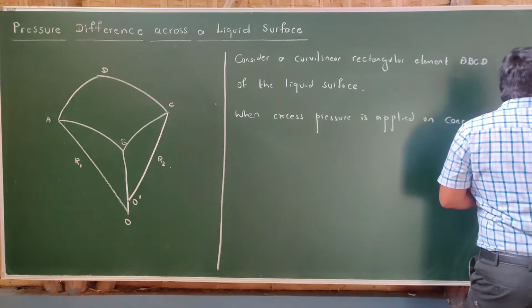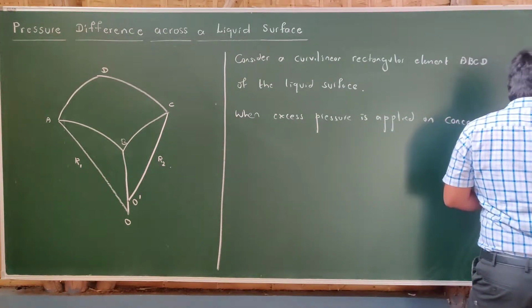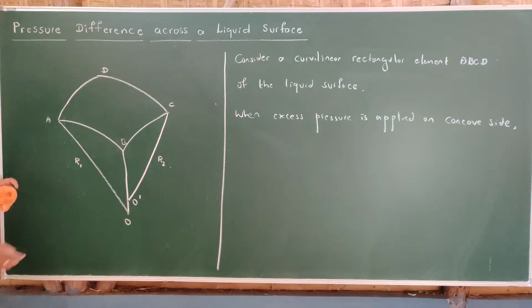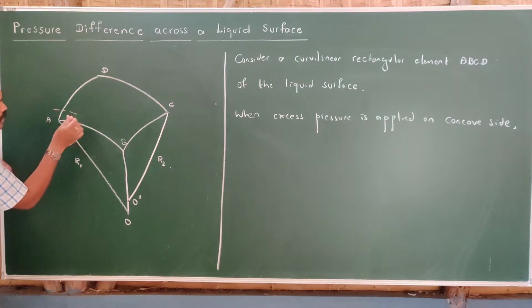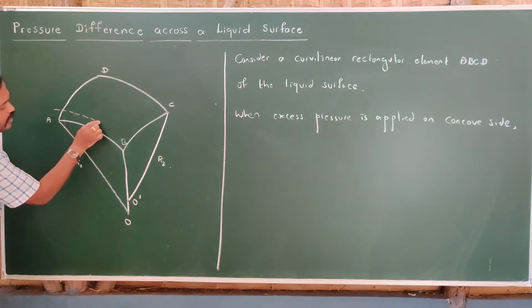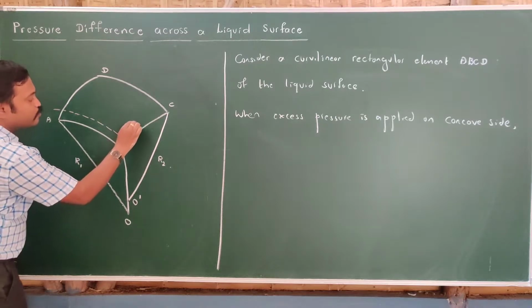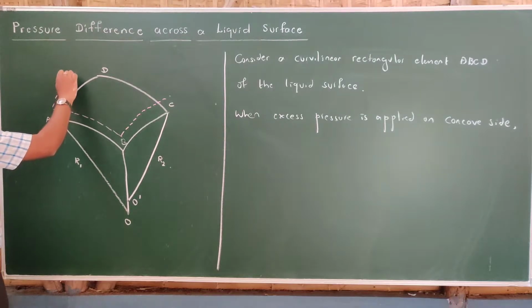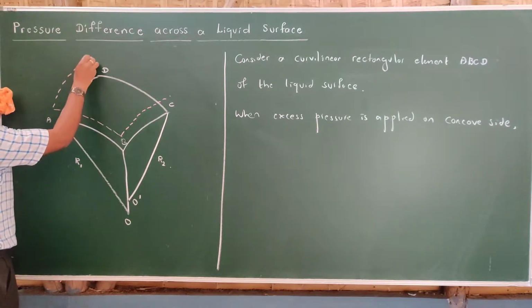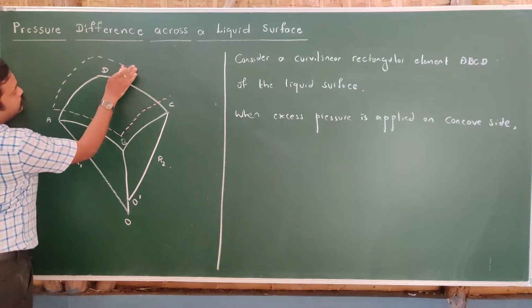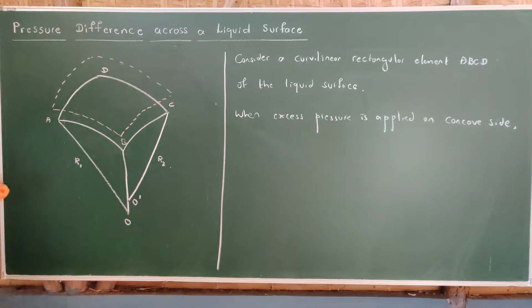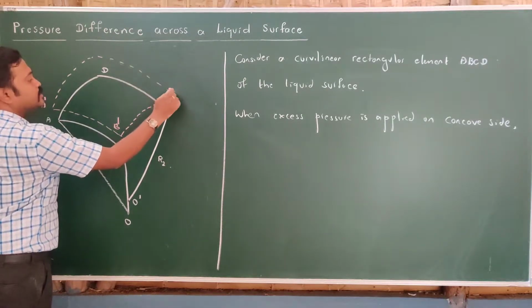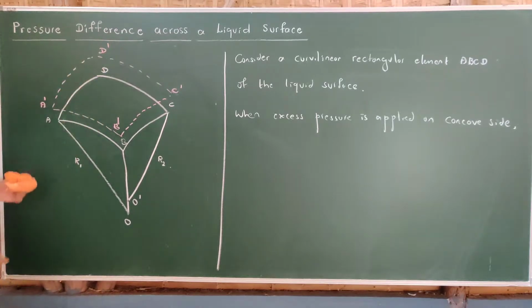Let me take different color chalks here. Let me consider this ABCD. When I apply pressure on the concave side, this ABCD will take a new position. Let me consider it like this. This is the new position of ABCD when I apply the excess pressure. Let me take it as A dash, B dash, C dash, and D dash.